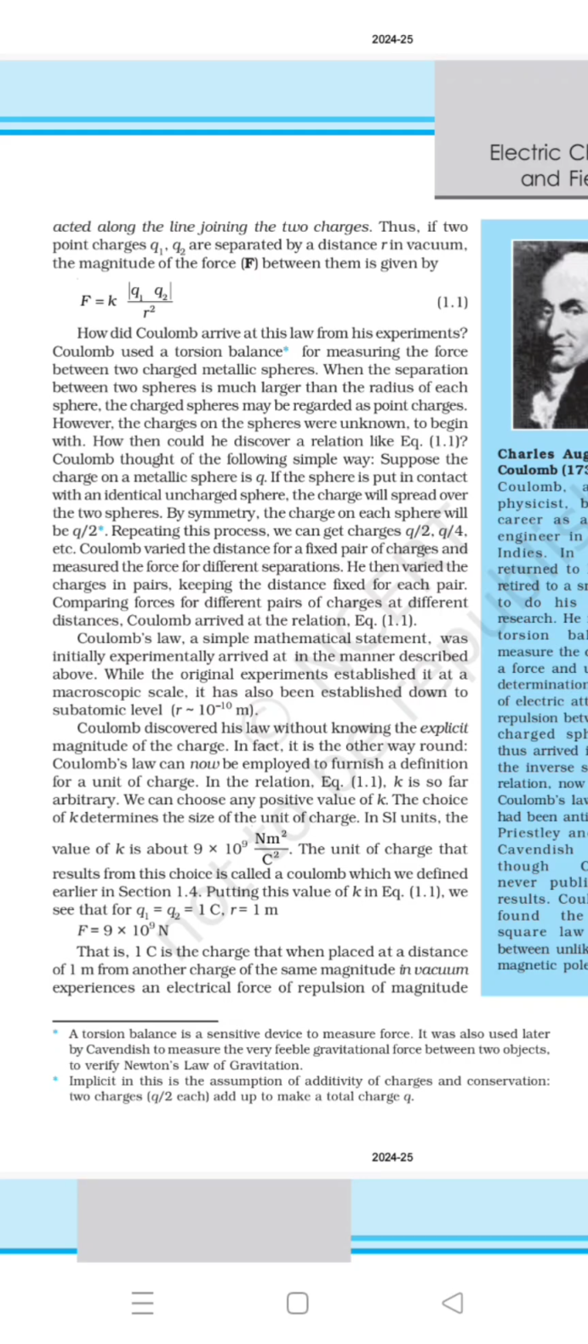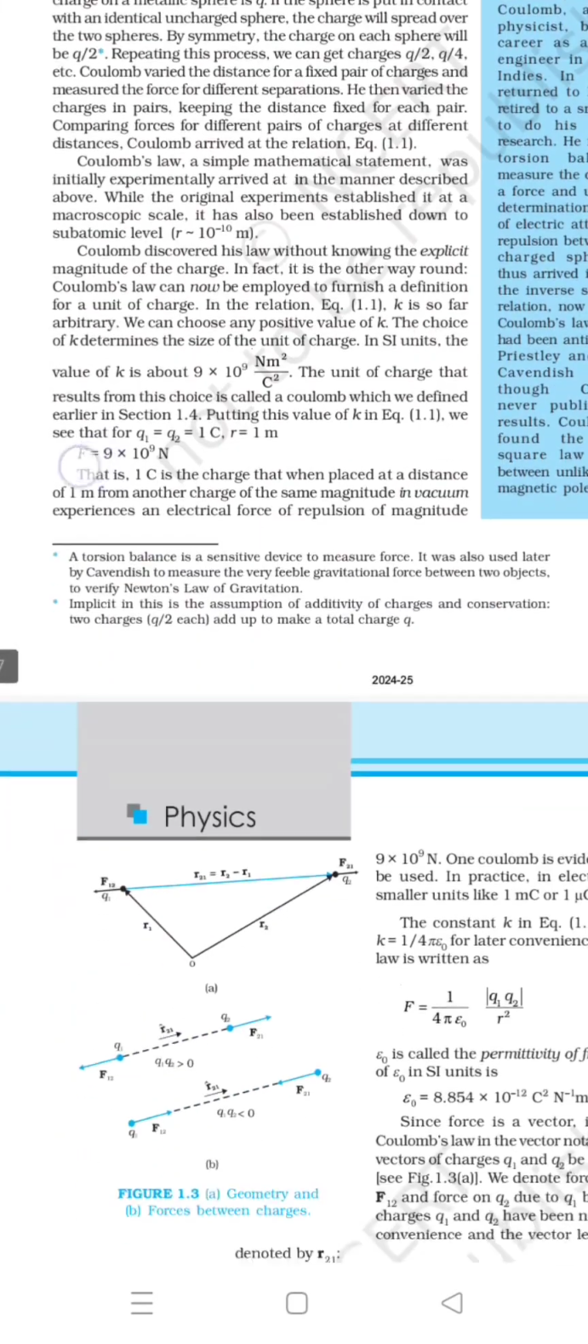Here r is of the order of 10 to the power minus 10 meter at the subatomic level. k is 9 into 10 to the power 9 newton meter squared per coulomb squared. So the force can be written as 9 into 10 to the power 9 if q1, q2 and r are equal to 1. Thus, if 1 coulomb of charge is placed at a distance of 1 meter from another charge of the same magnitude in vacuum, it experiences an electrical force of repulsion of magnitude 9 into 10 to the power 9 newton.